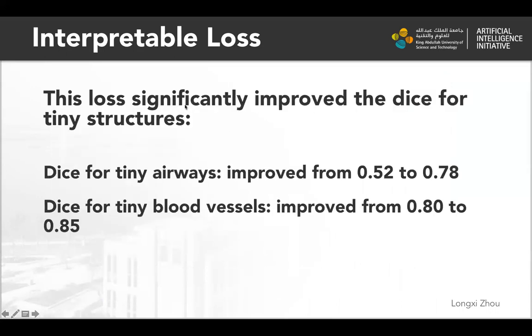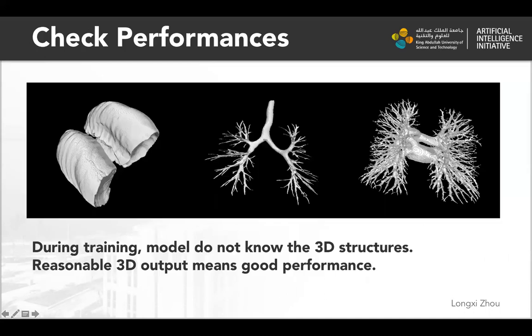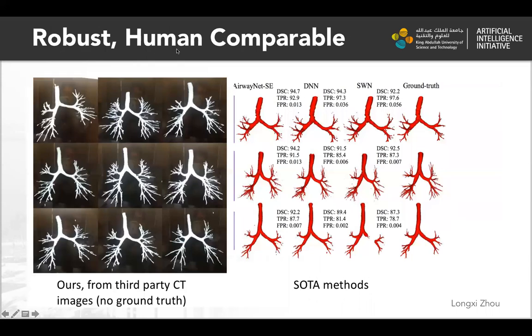And based on this loss function, we dramatically increase the dice for tiny structures. Like for tiny airways, we improve the dice from 0.52 to 0.78. And the 2.5D approach has other advantages because during training, the model does not know the 3D structure. Thus, if it outputs reasonable 3D segmentation, it means we should have a good performance, like the rib contours and the tree-like structures.